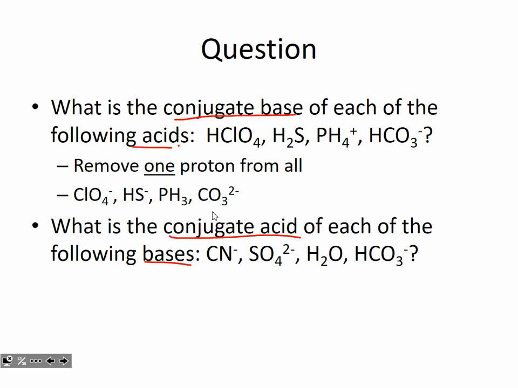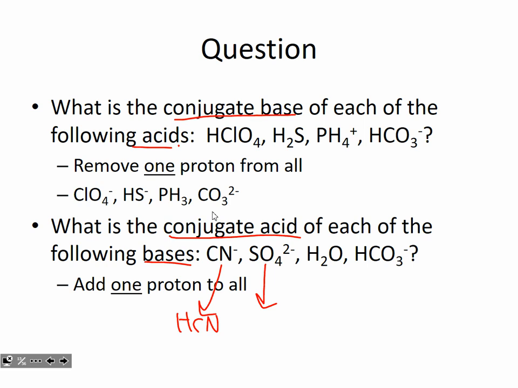So now instead of taking away a hydrogen, we're going to simply be adding just one proton to all of these. So the cyanide ion, that's definitely a base. You add a proton onto it. What do you get? You get HCN. You get hydrocyanic acid.